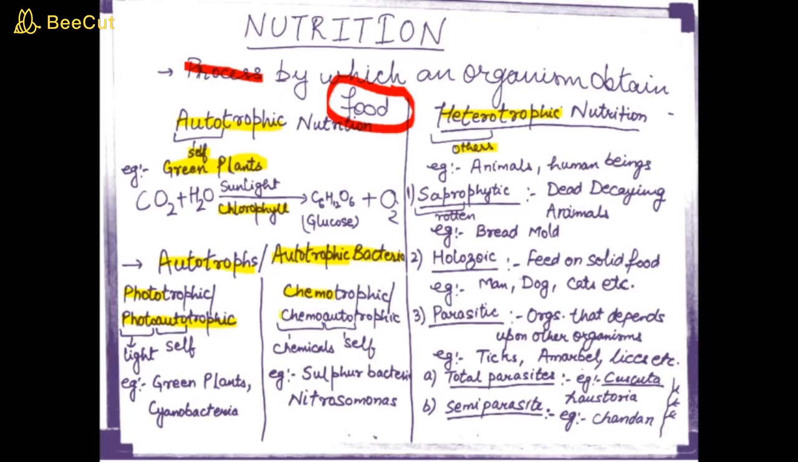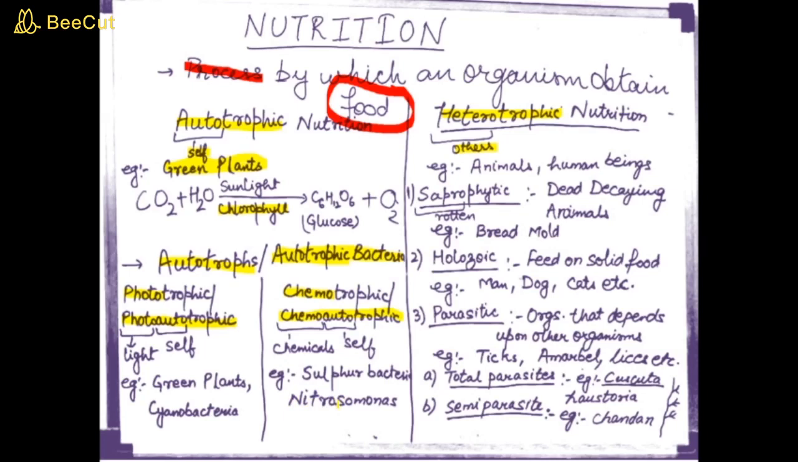The second is chemotrophic. It is also known as chemoautotrophic, the organisms that derive their food from chemicals. So the examples are sulfur containing bacteria and nitrosomonas. They use sulfur for their growth, and nitrosomonas use nitrogen as a source of nutrition for their growth.